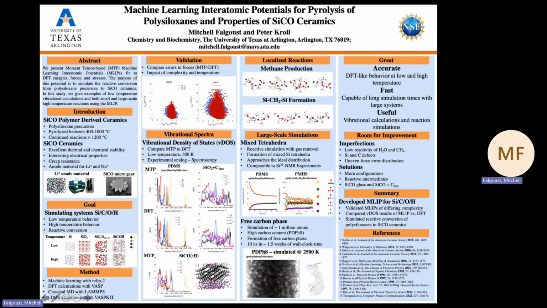So in all, we developed a machine learning interatomic potential for the conversion of polysiloxanes to SiCO, and it produces DFT-like accuracy even at high temperatures.